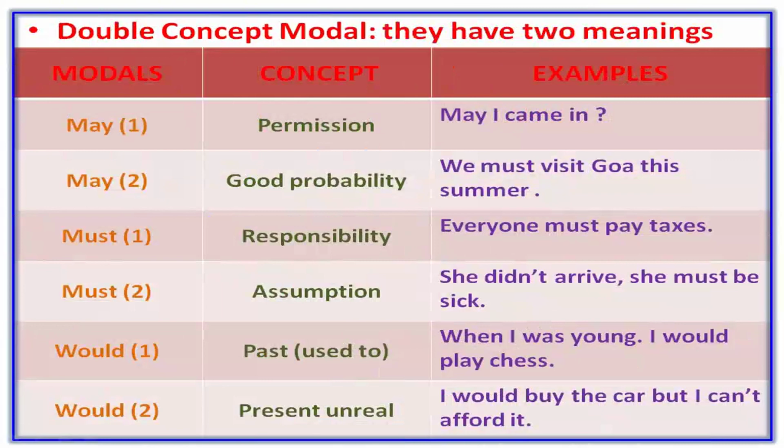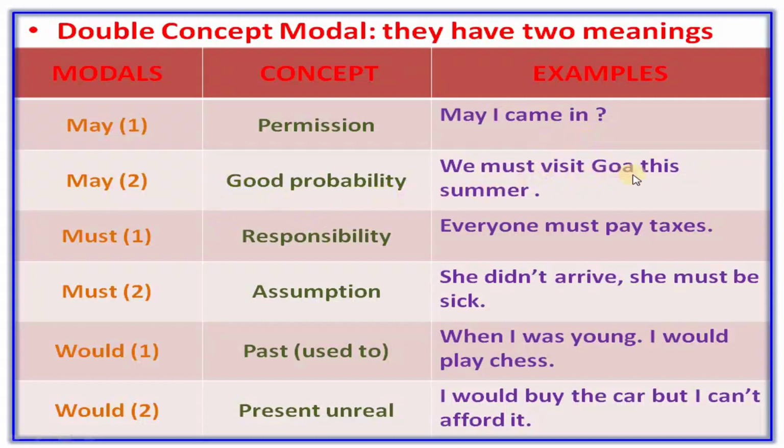Double concept modals have two meanings. So here we write the first concept and then the second concept. Concepts and examples: May, it is permission. May I come in? Or may I come in, sir? Or may I come in, madam? Like that. May, second one: good probability.